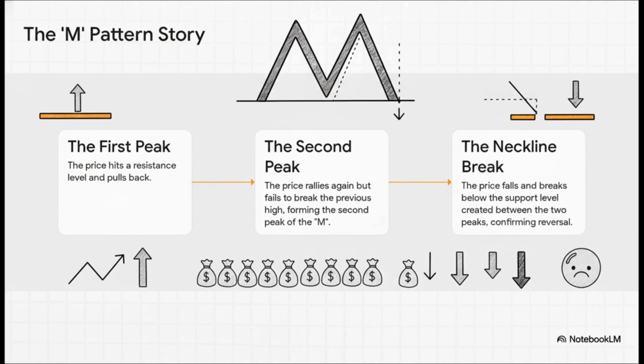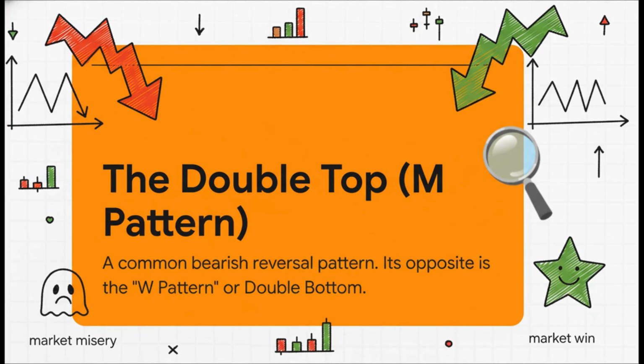So here's the story the M pattern tells. The price is rallying, it hits that ceiling, that's your first peak. Then it pulls back, finds a temporary floor, and tries to rally again. But it just can't break through that old ceiling, and it forms a second lower peak. The real confirmation, the moment of truth, is when the price falls and crashes through that floor, what traders call the neckline. At that point, the buyers have probably lost control, and the bears are taking over. So this M shape, it's officially known as a double top. It's a classic bear signal that things might be headed down.